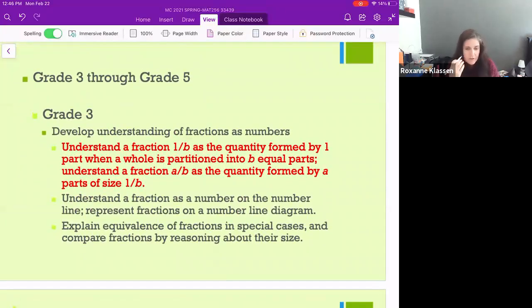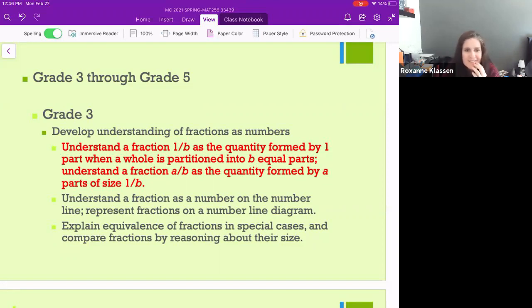These are the Common Core standards that we have, or Arizona State standards, just so you know. Understand that a fraction 1/b is the quantity formed by one part when a whole is partitioned into b equal parts. Understand that fraction a/b is the quantity formed by a parts of size 1/b. Do you see how that's exactly what we're talking about in our standards? So like copies of works very nicely for our standards. Now, also notice that it says, understand a fraction as a number on the number line. How many of you remember putting fractions on a number line?